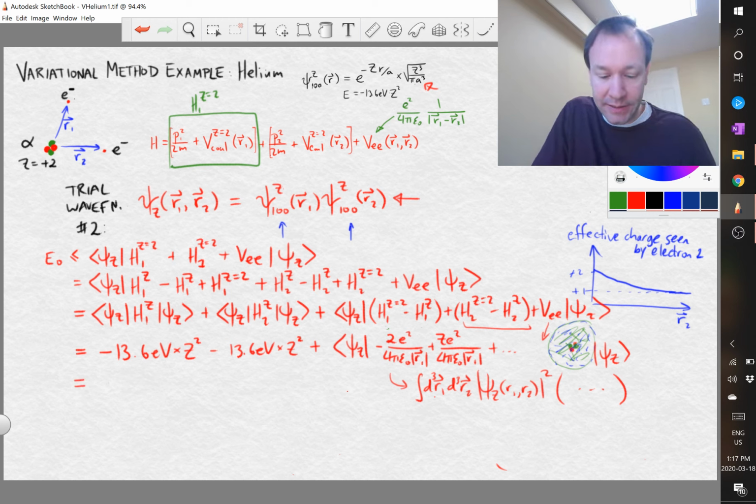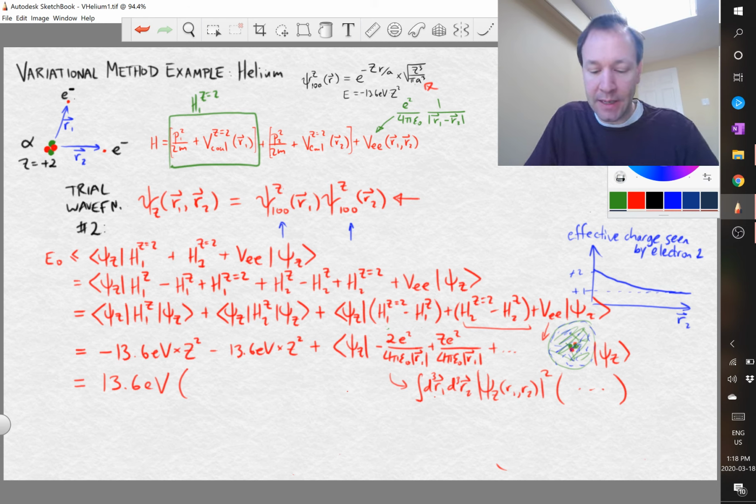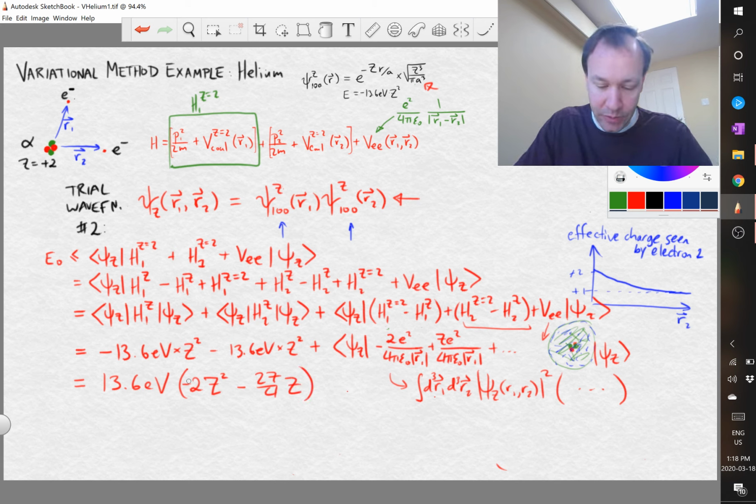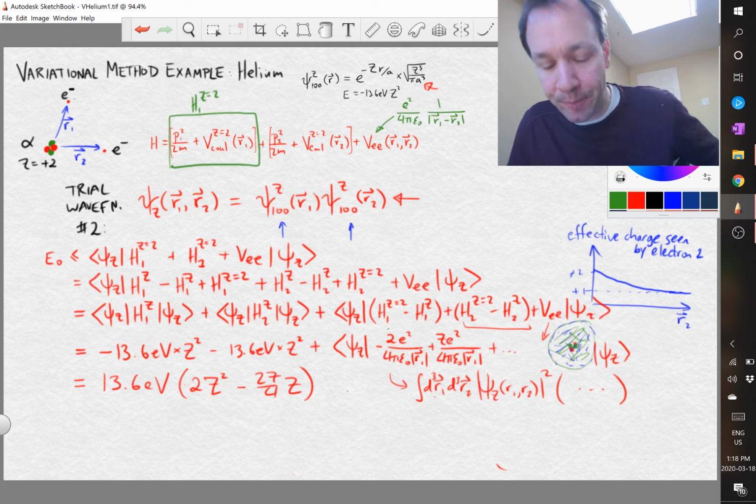So the answer is the following. So it turns out to be 13.6 electron volts times 2 times, minus 2z squared, and then minus 27 over 4 z, oh, I'm sorry. Yeah, sorry, it's actually this.